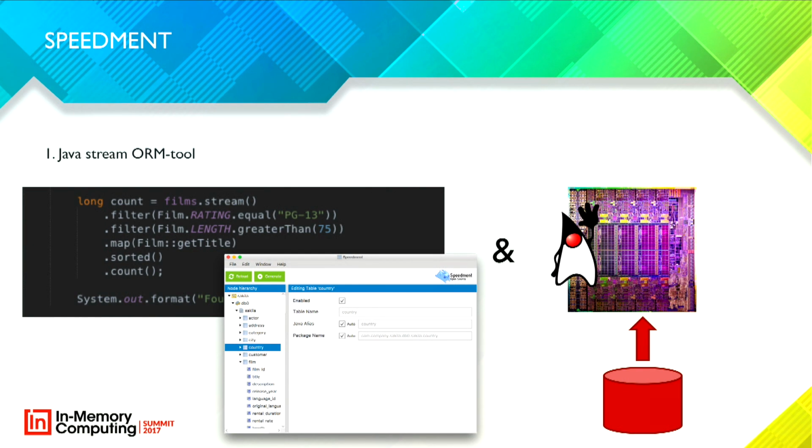So, Stream ORM, and we've been the third most popular ORM on GitHub, and the in-memory technology. And again, if you run this query, it will look exactly the same if you plug in the in-memory accelerator. So it's the same API.